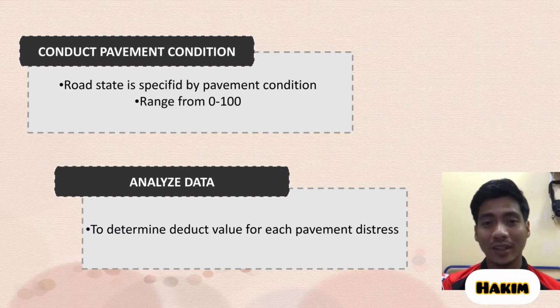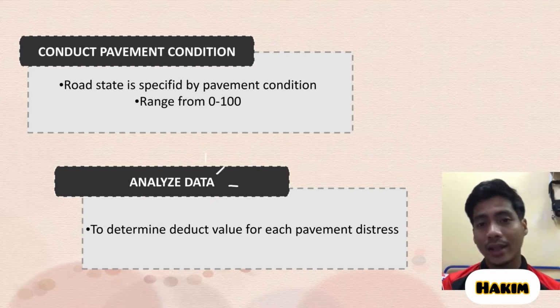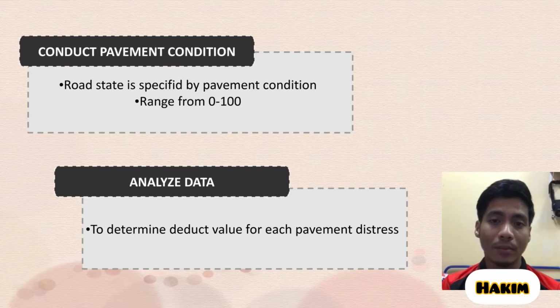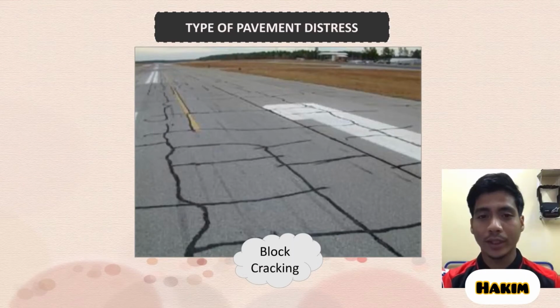The road state is specified by the pavement condition, which ranges from 0 to 100. The collected data will be analyzed in order to determine the deduct value for each pavement distress. The PCI rating may be calculated using the deduct value, and the rating value will be compared to the standard PCI rating scale. We will continue with the types of pavement distress.